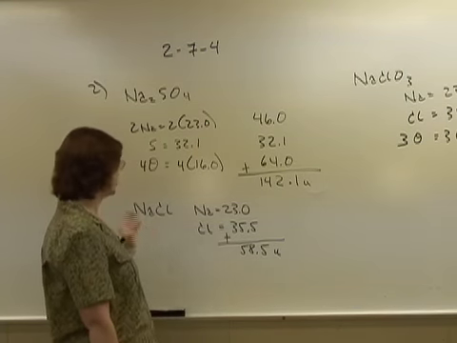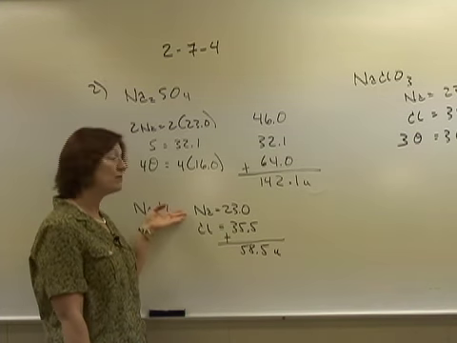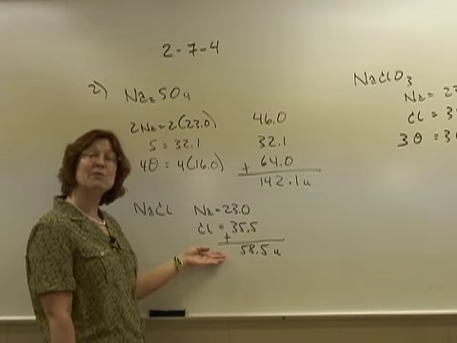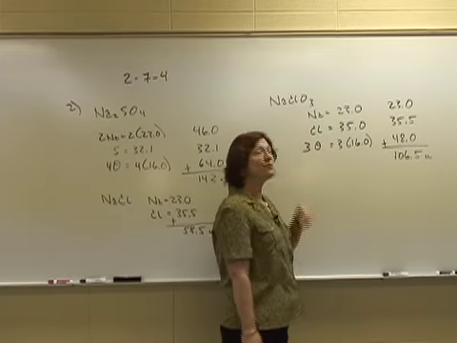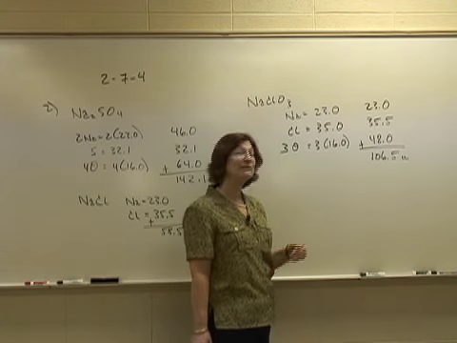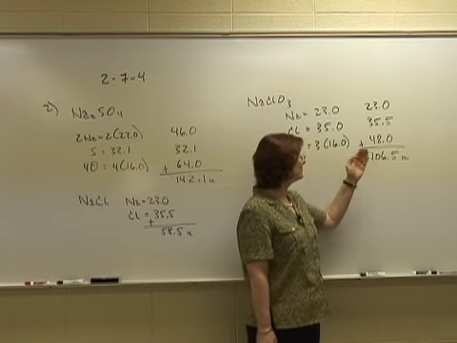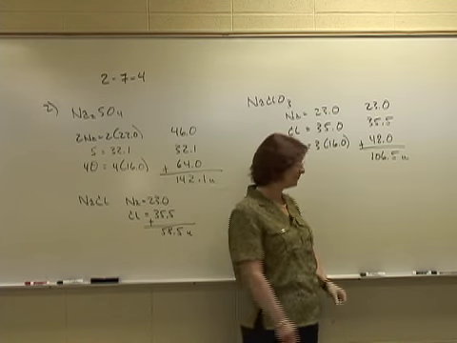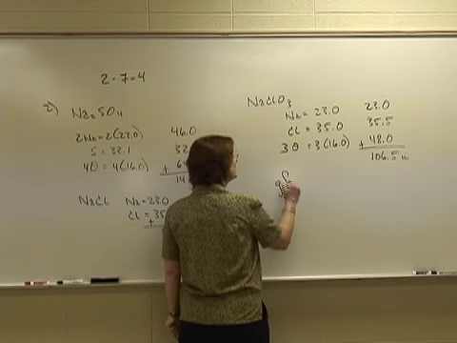Sodium chloride is just sodium is +1 and chlorine is -1. Sodium is 23.0 and chlorine is 35.5. I add them together and I get 58.5 AMU. Sodium chlorate has 1 sodium, 23.0, 1 chlorine, 35.5, and 3 oxygens, and each oxygen is 16.0. I multiply it out and I find that the total mass is 106.5 AMU.